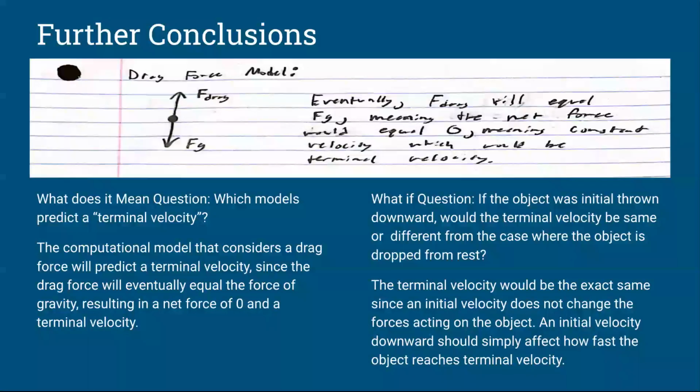Now, it is also important to note that if the object had an initial downward velocity, it would still have the same terminal velocity, since the initial velocity does not change the fact that the forces of drag and gravity will eventually equal each other and make the object have terminal velocity. The initial velocity will simply make sure the object reaches terminal velocity quicker.